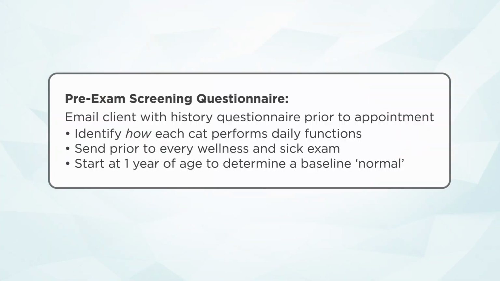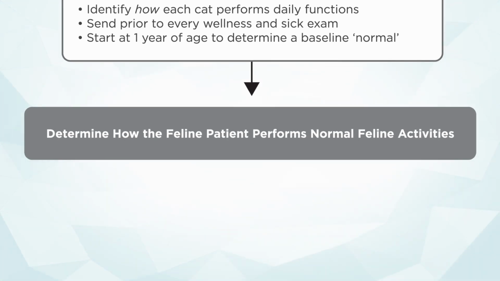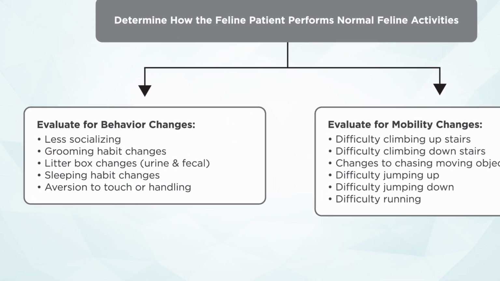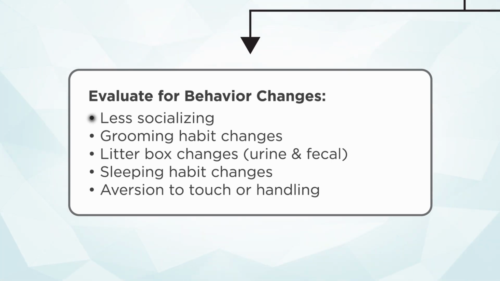Examples should be provided of what normal and abnormal cats do, because the owners don't know. The history form should screen for how the feline patient performs their normal activities. Next, evaluate behavior changes and mobility changes. Starting with behavior changes, look for less socializing, grooming habit changes, litter box changes, sleeping habit changes, or aversion to touch or handling. If we ask how and where, we can uncover if the change was due to pain.